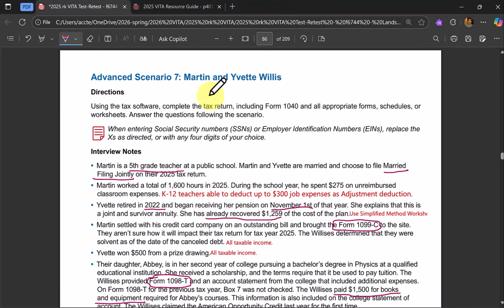So what we have is a couple, Martin and Yvette Willis. Again, we're told to use the tax software, which is our Practice Lab software. And we're given interview notes. This is information we would gather by talking with the taxpayers.